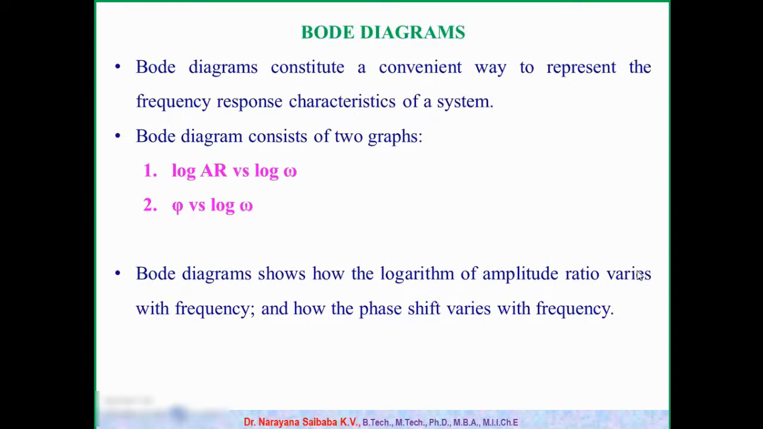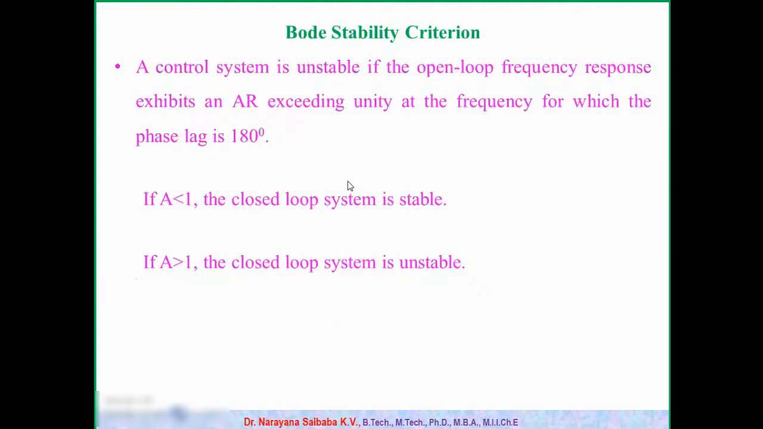We know that a Bode diagram consists of two plots. One is log AR versus log omega and the second one is phi versus log omega. In a Bode diagram, we assume different values of omega and calculate the corresponding AR and phi values. From the data we draw the diagram. So this Bode diagram shows how amplitude ratio varies with frequency and how phase shift varies with frequency. The complete characteristics we study, but we do not know whether the system is stable or not. So to know whether the system is stable at the given Kc, tau I or tau d value, we need to use this stability criteria.